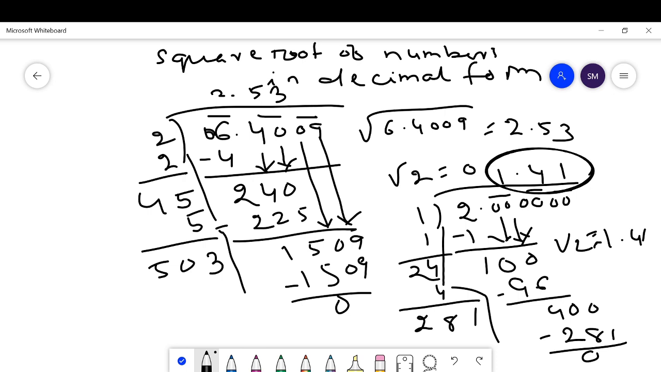Next, if we take, then this is 119. Then take 0. Then we get this. Then correct up to 2 decimals. Then what is root 2? Root 2 is 1.41. Okay.